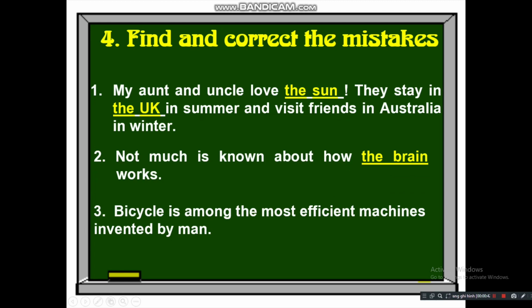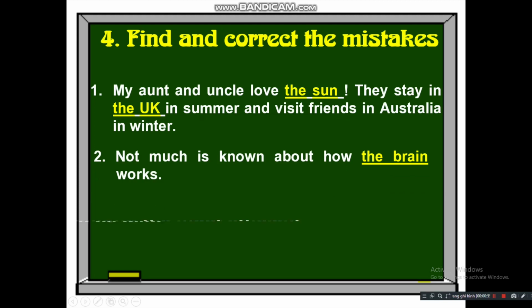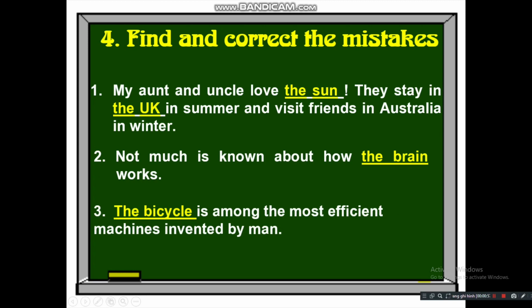Number 3, bicycle is among the most efficient machines invented by man. So the mistake in number 3 is "bicycle", and the correct answer is "the bicycle". The bicycle is among the most efficient machines invented by man.